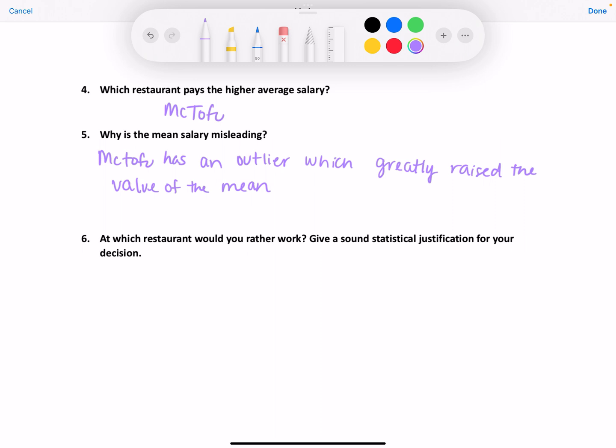All right. At which restaurant would you rather work? Give a sound statistical justification for your decision. Neither. Okay, why? Well, the average is higher, and it looks like there's a possibility of growth because someone works 4 more hours than the other. Okay. Anybody else have another opinion? You can all have your own opinion. I'm just curious. Moose Burger tends to be more consistent. Okay.